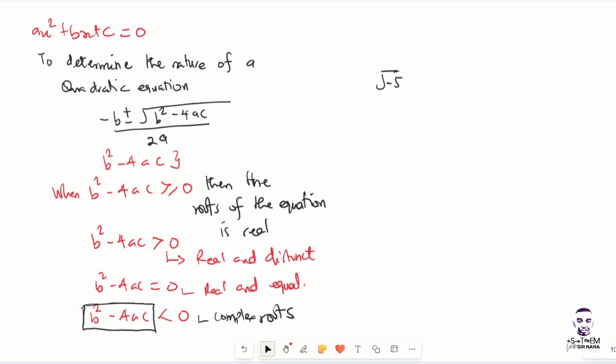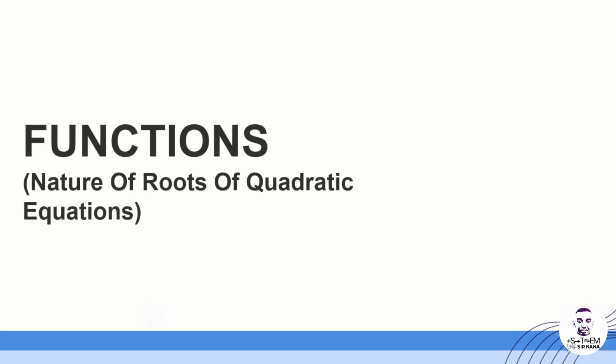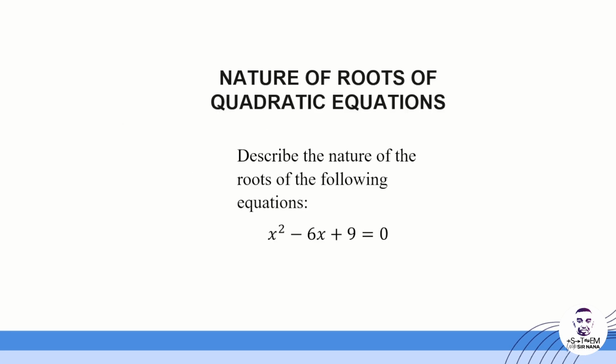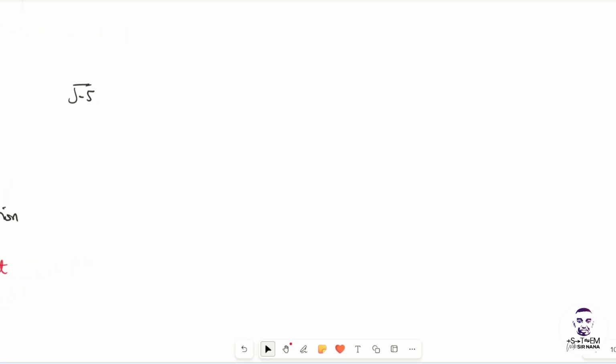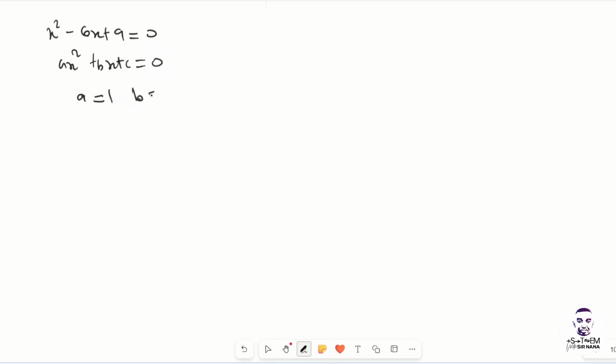So now let's consider some questions. The first question says describe the nature of the roots of the following equations. The first equation is x squared minus 6x plus 9 is equal to 0. So we want to describe the nature of the roots of the equation x squared minus 6x plus 9 is equal to 0. So let's write out the equation. The equation is x squared minus 6x plus 9 is equal to 0. We can compare this with ax squared plus bx plus c is equal to 0, where we see that our a is 1, our b is negative 6, and our c is equal to 9.